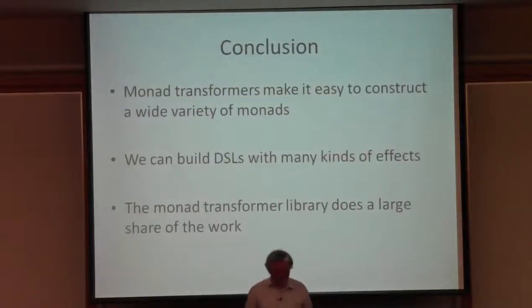So there we are. That's finished implementing Prolog. What have we seen? We've seen a couple of monad transformers. There are a few more very useful ones. And by putting them together, we can easily construct a wide variety of monads. The point of that really is that it enables us to build domain-specific languages, like my Prolog in Haskell, with many kinds of effects, where most of the work is done by the monad transformer library. And I hope you'll agree that there wasn't that much coding needed to make my Prolog implementation once I had the backtracking monad transformer.